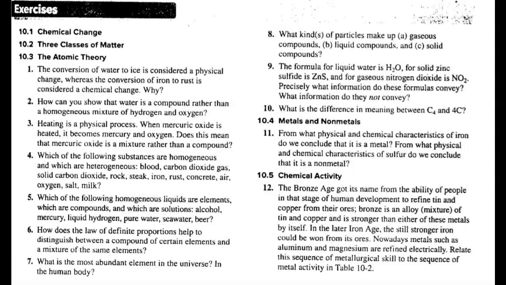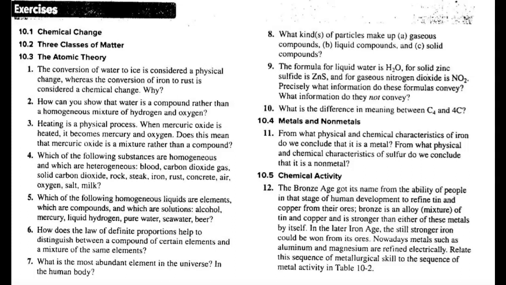These formulas, and all formulas, young people, convey the ratio between the constituents. So H2O says that there are always 2 hydrogen atoms to 1 oxygen atom in water. Or for nitrogen dioxide, there's 1 nitrogen atom to every 2 oxygen atoms, etc., etc. And 1 zinc for 1 sulfur.